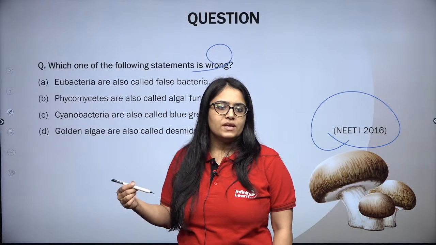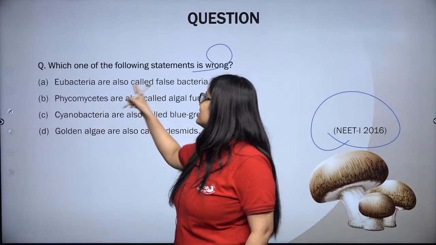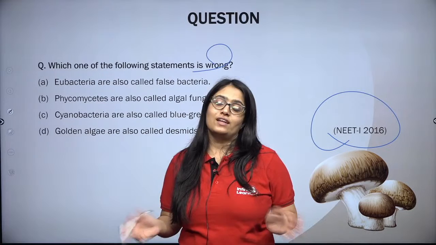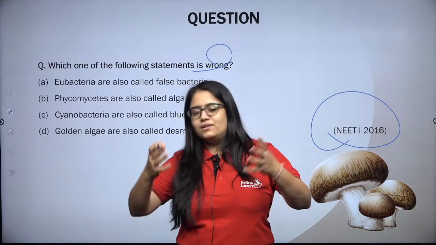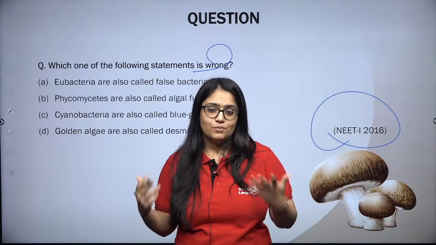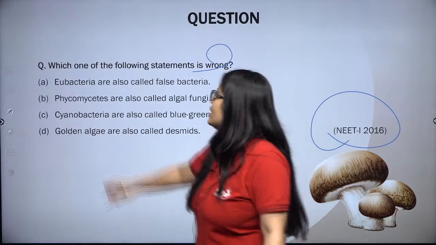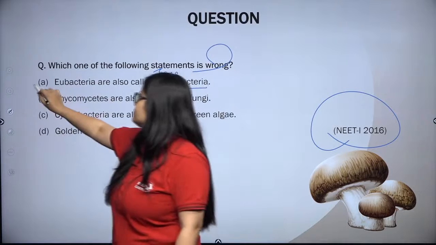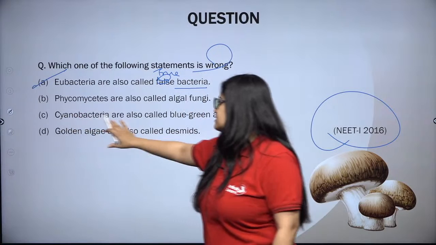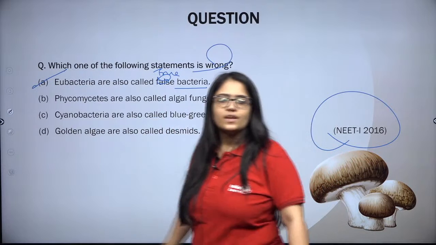Okay, let me check that. Eubacteria, what can you expect simpler than this from Monera? What simpler question can you expect from Kingdom Monera than just the term eubacteria? The term eubacteria stands for true bacteria. Eubacteria are also called true bacteria. Nothing can be simpler than this. Phycomycetes are also called algal fungi. True. Cyanobacteria also called blue-greens. True. Golden algae are called desmids. True. Let's see the next one.